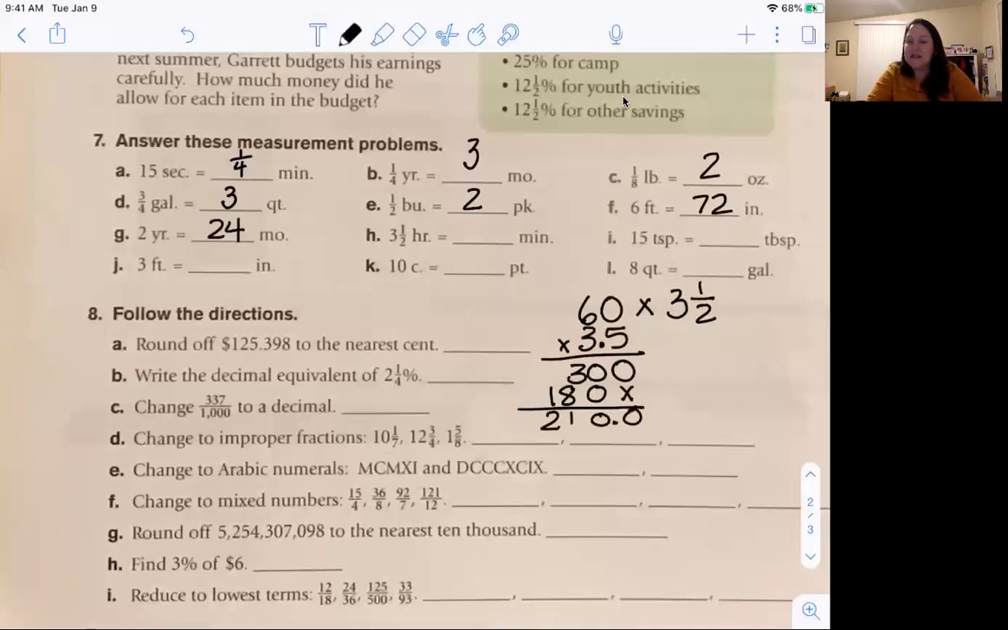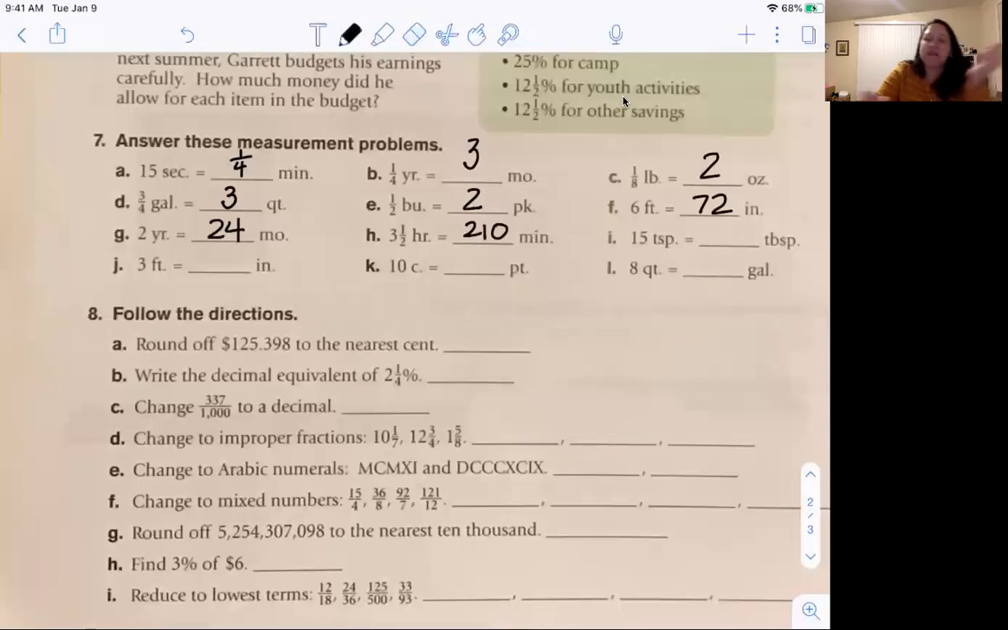210 minutes. And let's think about it. 3 hours is 60, 60, 60, 180. And another half an hour is 30. And 180 plus 30 is 210. So 210 minutes.